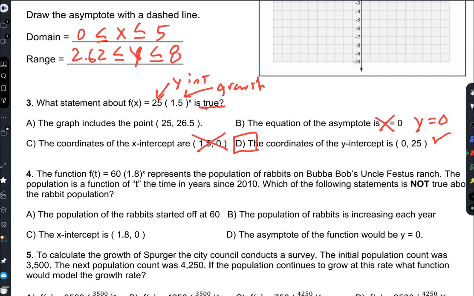Let's see if that works. If I plug 25 in, I'm just going to do this on the calculator. If I plug 25 in, I'm going to get 26.5. That's going to be way too big. This would be incorrect, okay? So the answer is going to be D. The y-intercept is 0.25.